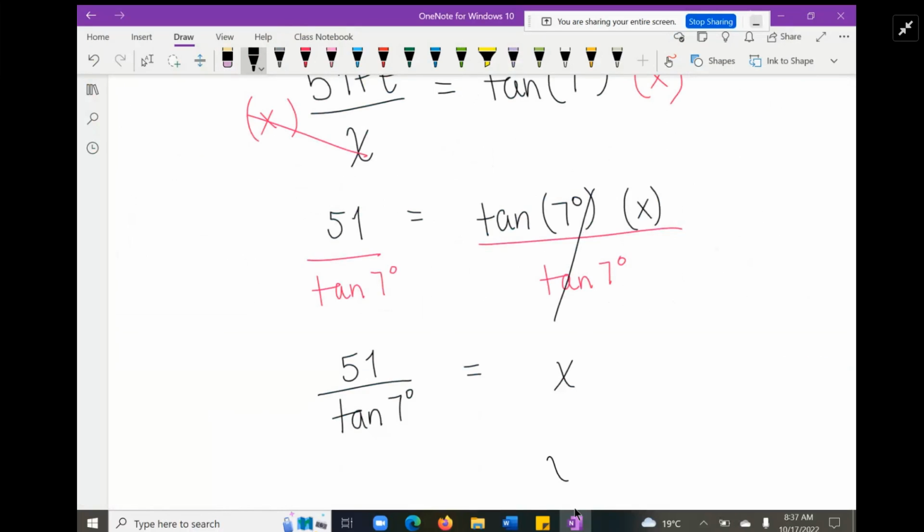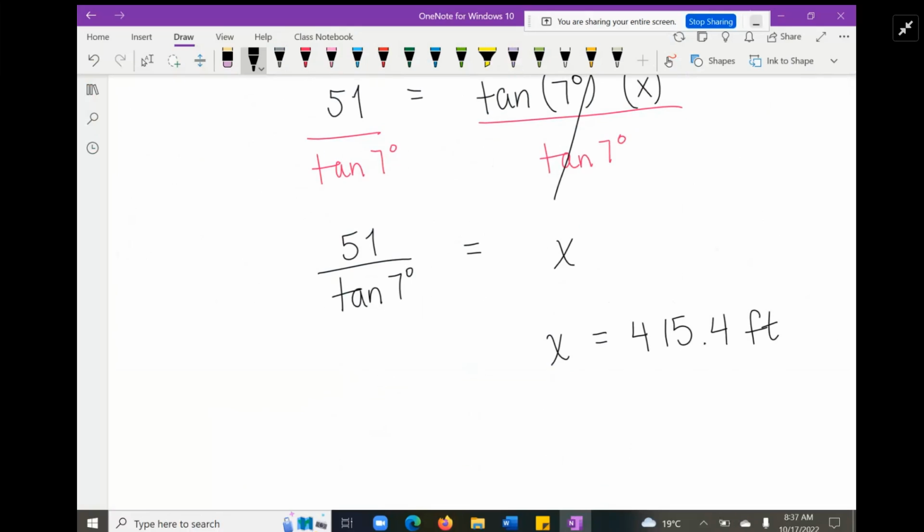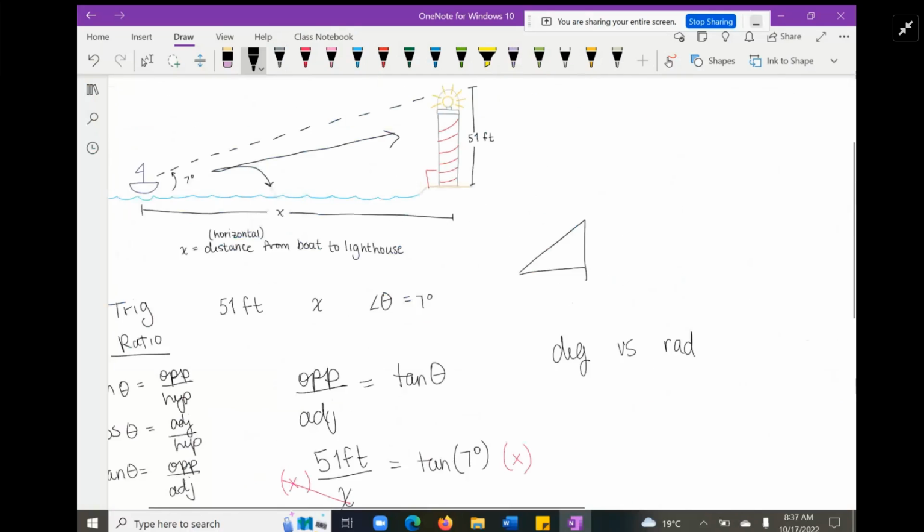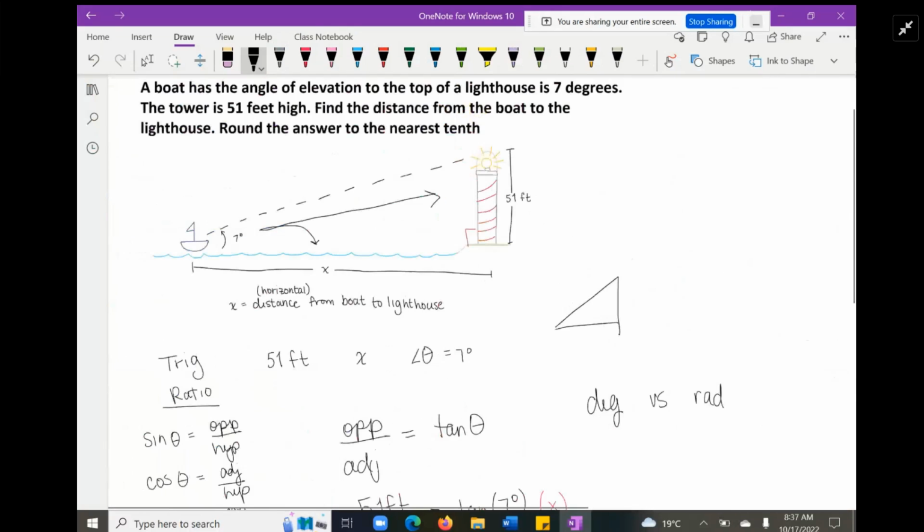Okay, so the distance from the boat to the lighthouse is 415.4 feet. Okay, and again, that makes sense, right? The angle of elevation is really small, right? So that means it's pretty far out. That's why I was able to draw that picture like that. You could probably make it even more drastic looking, just so you have a good understanding of that visual.